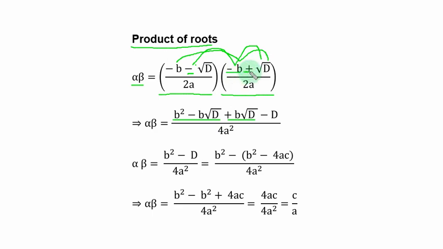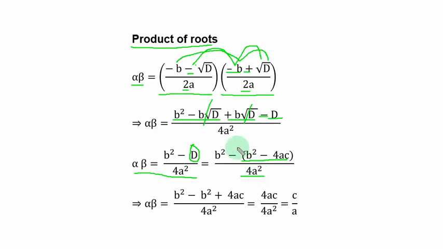Minus times plus, you have minus root d times root d is root d squared, and that is d. Then 2 times 2 is 4. Then a times a is a squared. So clearly these two terms become 0. You are left with alpha times beta equal to b squared minus d over 4a squared. And what is d? We said that d is equal to b squared minus 4ac. So everything over 4a squared.